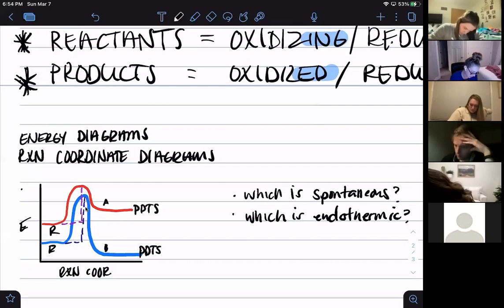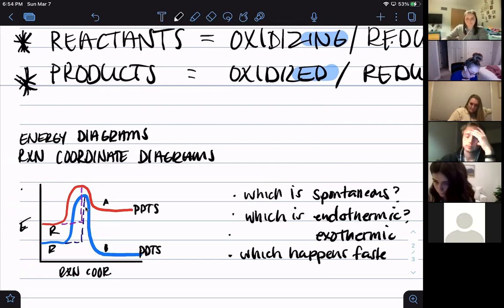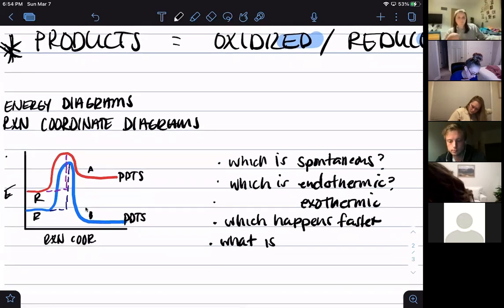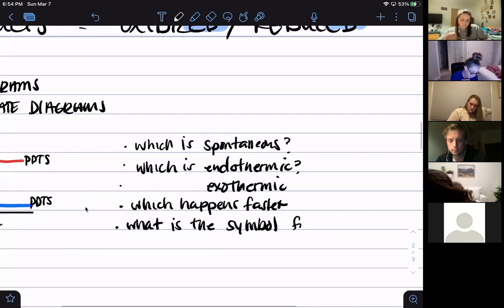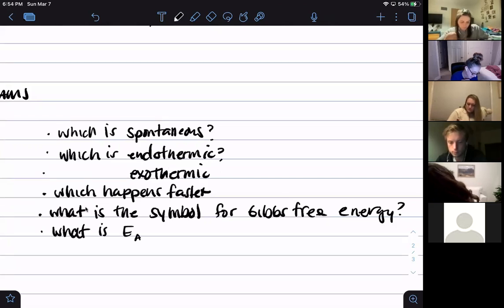Which is endothermic, right? Which is exothermic? Which happens faster? What is the symbol for Gibbs free energy? What is this? Okay.